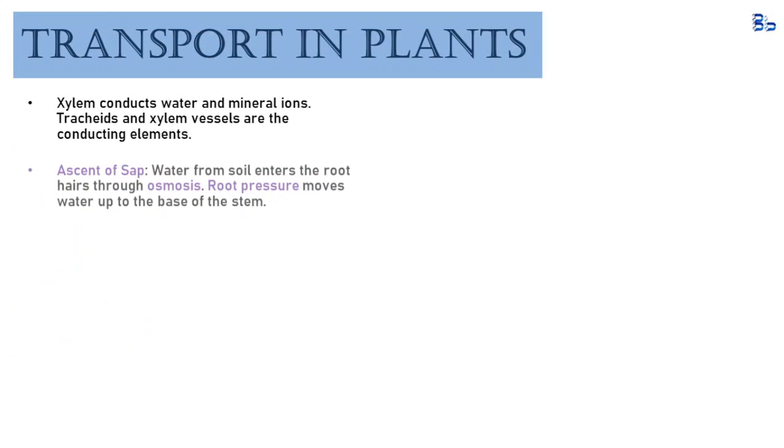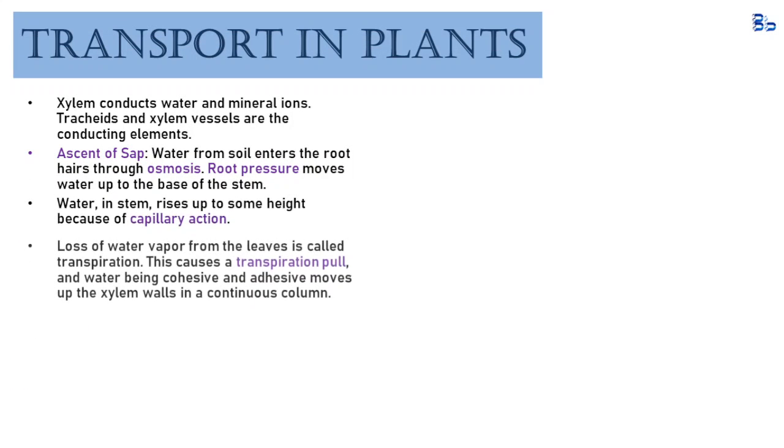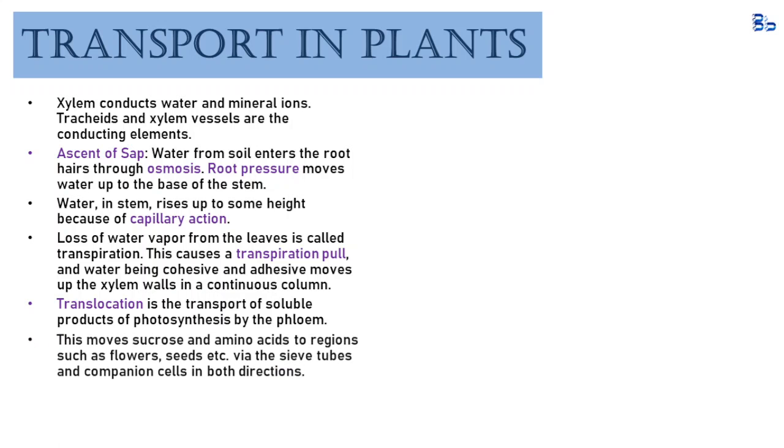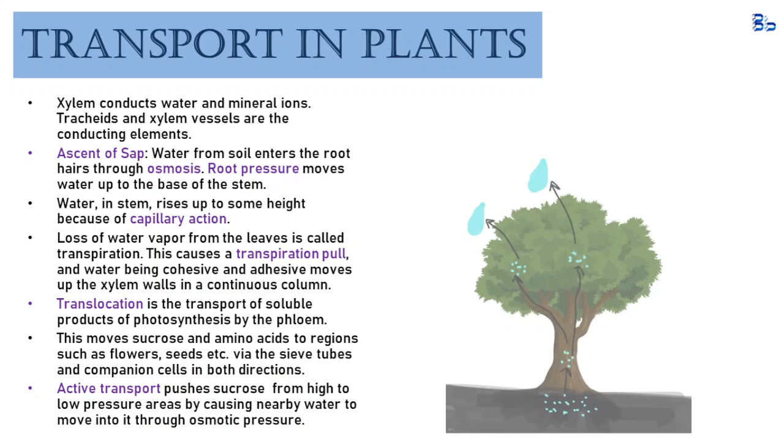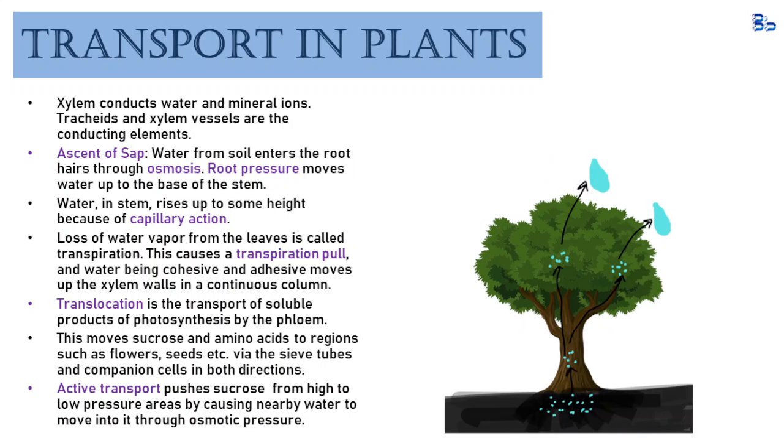Lastly, we're going to look at transport in plants. So we all know that the vascular bundle, which composes of the xylem and phloem, is going to carry water and minerals and food respectively. So two cells, basically the tracheids and the xylem vessels in the xylem tissue, are actually going to be conducting the water and mineral ions.